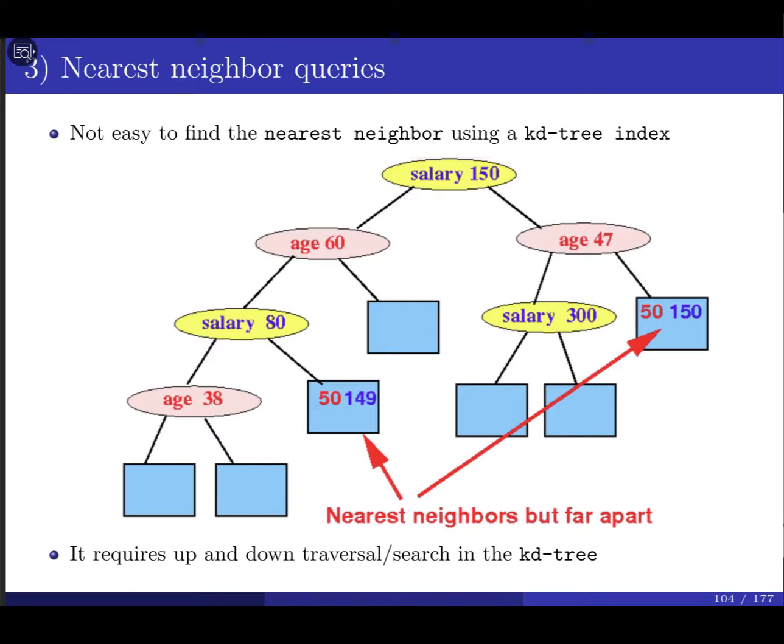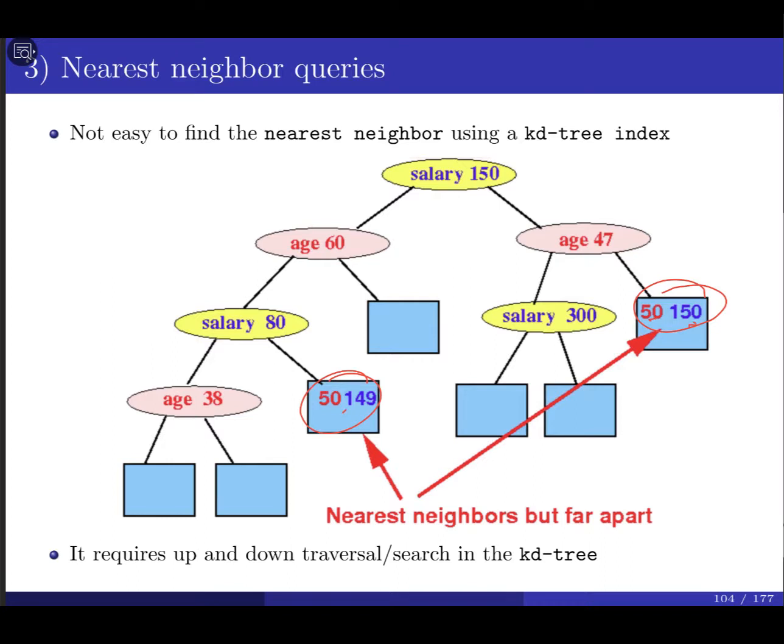It depends whether the nearest point is to this object or this point. The problem here is that we cannot use this structure easily. You can take a look here. You see that the nearest point, for example, to 50 and 149, this point, the closest point here is going to be 50 and 150. This is the nearest neighbor for this one.